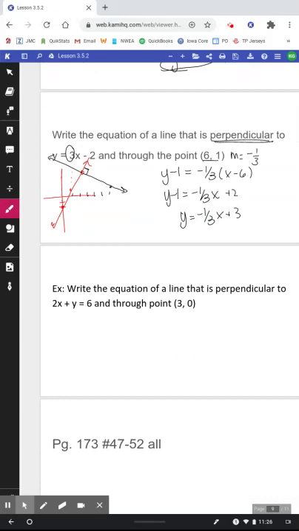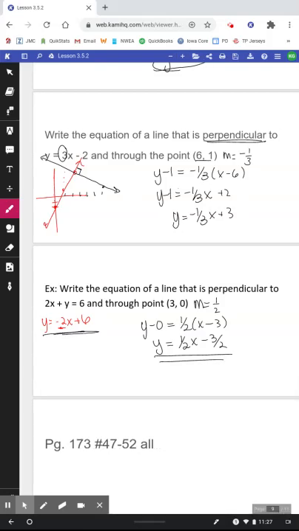Write the equation of a line that is perpendicular to this first equation, which is not in y equals form. So I'm going to subtract 2x from both sides. So my slope on this line is actually negative 2. So my slope for a perpendicular line is going to be positive 1/2. So y minus 0 equals positive 1/2 parentheses x minus 3. Y minus 0 just becomes y. And when I distribute, I get 1/2 x minus 3/2. So this line and this line are perpendicular.